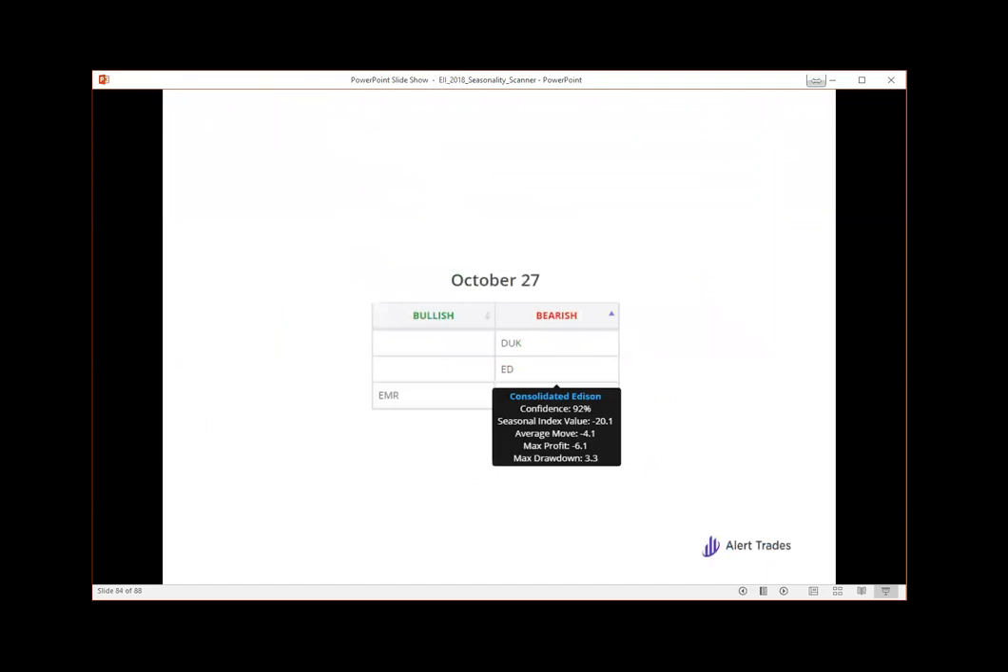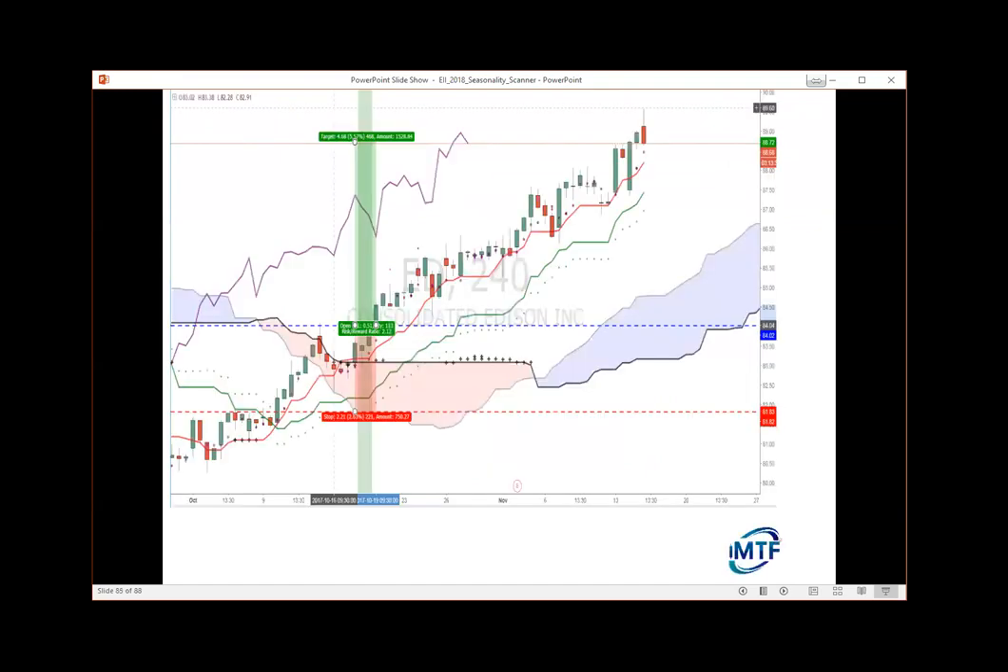Okay. Near the end of the month, we had ED, which has an average move of 4.1, max drawdown of 3.3. Let's take a look at that. It's a bearish setup, but we got a bullish breakout on this one and went all the way. And actually, this is one that we're still in, because this is still running. But there's a black dot there that you would have exited on. I just wanted to show you that these aren't just trades from last month. This started right at the middle to end of last month. So this one's still running.